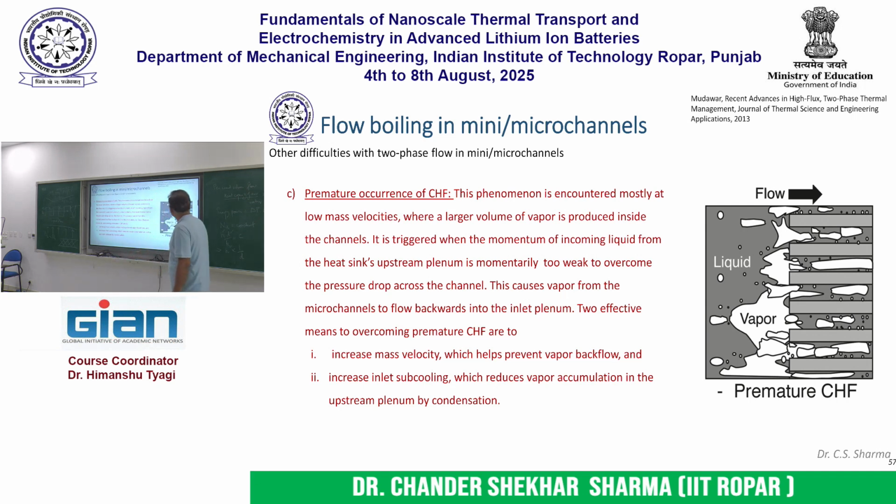For example, here liquid is coming, it is entering into these channels, boiling is happening, but perhaps when the boiling happens, the vapor starts to get accumulated near the inlet zone and it chokes the flow. The liquid is not able to enter the microchannels and eventually here you have a dry out. So flow boiling is very promising, but these bottlenecks need to be overcome.